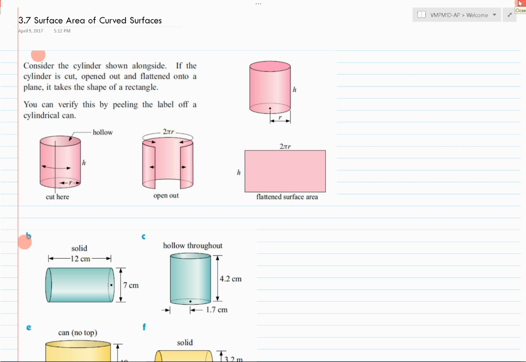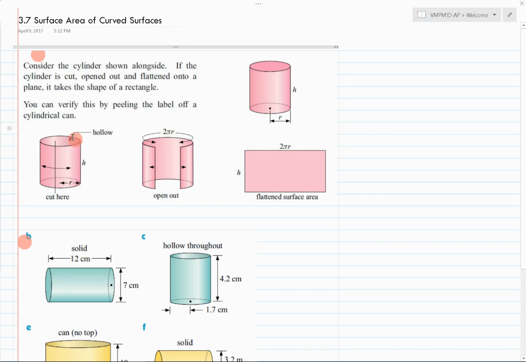Okay, 3.7, surface area of curved surfaces. So now here we're in this section, we're looking at the surface area, or the outer surface area of curved surfaces such as cylinders and spheres. So I want to show you how the cylinder would look if you were to draw a flattened out, or a 2D, or a plan diagram.